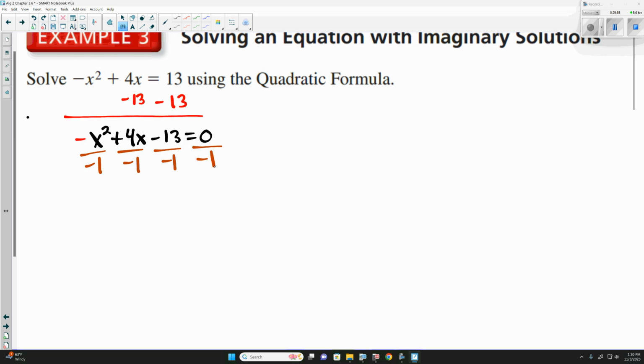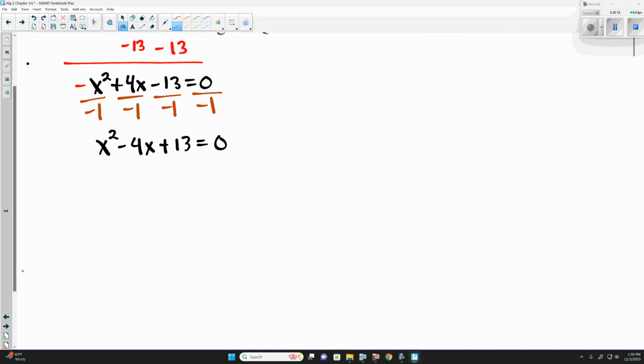It will get us to the same spot, because our negative x squared divided by negative 1 is positive x squared. Our 4x divided by negative 1 is negative 4x. And our negative 13 divided by negative 1 is 13. A is, B is, C is.